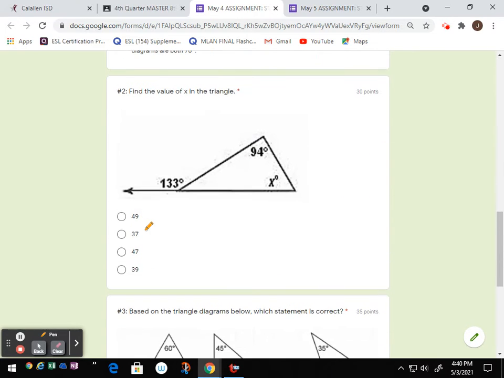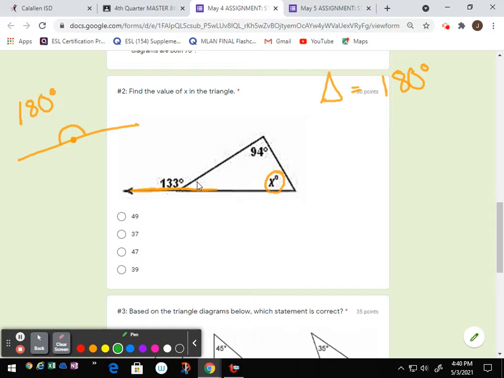Let's go down to number 2. Number 2 says find the value of x in the triangle. So we want to know this value right here. We know all triangles, all their degrees equal up to 180 degrees. We also know 180 degrees is a straight line. That's 180 degrees. It's a straight line. So to start off, we're going to look at this part right here. So we can find the angle that goes right here. We want to find this angle first. So let's find this angle.